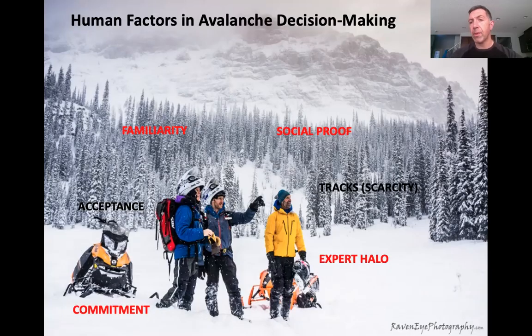So I've just mentioned heuristic traps. We are going to talk about these a little bit later on, but the ones we're most concerned about in the backcountry are, starting from the bottom left there, commitment, acceptance, familiarity, social proof, tracks and scarcity, and the expert halo. Just keep those in the back of your mind, and we'll come back to them a little bit later on.